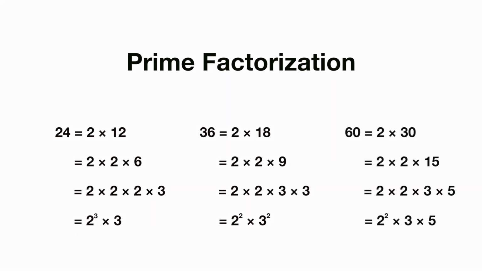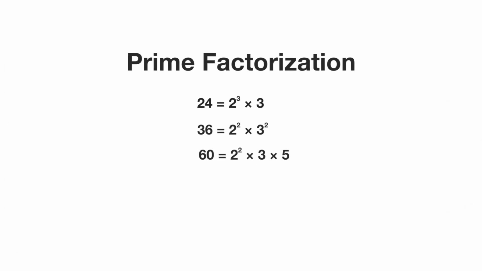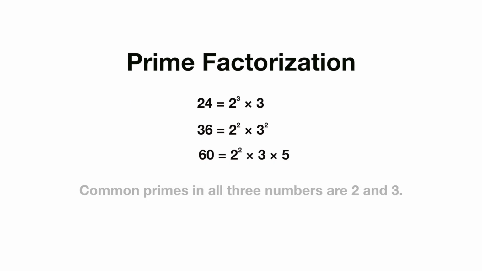60 equals 2 times 30 equals 2 times 2 times 15 equals 2 times 2 times 3 times 5. So 60 is equal to 2 to the power of 2 times 3 times 5. Now we look for prime numbers that appear in all 3 numbers. The common primes in all 3 numbers are 2 and 3.